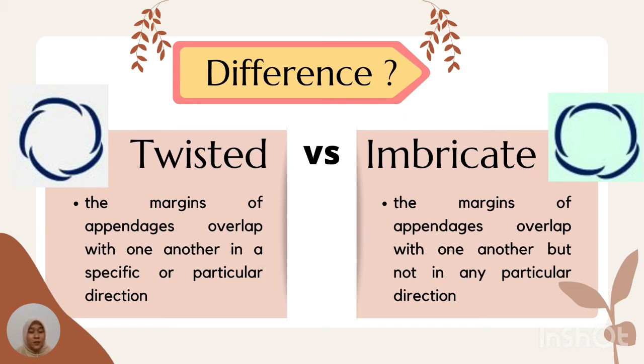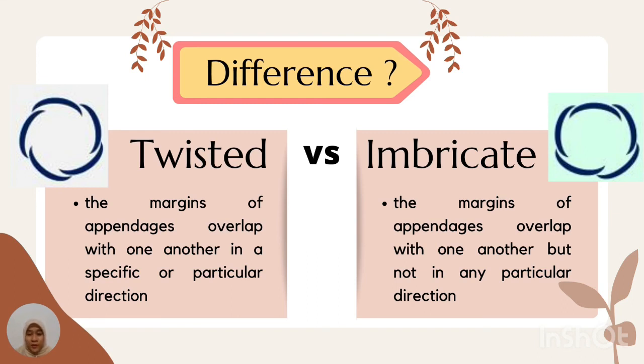So we can see from the diagram of twisted that the appendages overlap with one another, one overlapping inside and one outside. They overlap in one direction. It is not particularly anticlockwise or clockwise. It is up to the flower whether it is clockwise or anticlockwise. So it differs from imbricate.